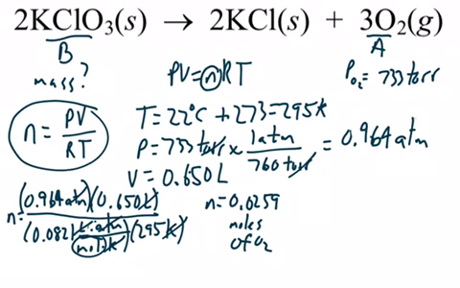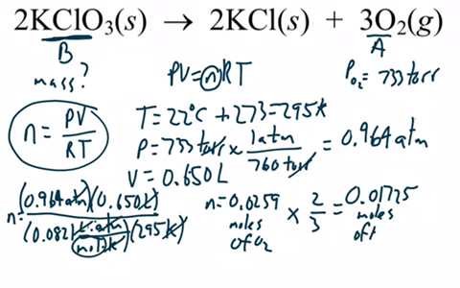We don't care about oxygen. We want potassium chlorate. So, we got to do stoichiometry. This would be moles of A. How do we go from A to B? Well, the mole ratio, B over A, is 2 over 3. 2 moles of KClO3 over 3 moles of oxygen. When you do the math here, you get 0.01725, and this is going to be moles of KClO3.